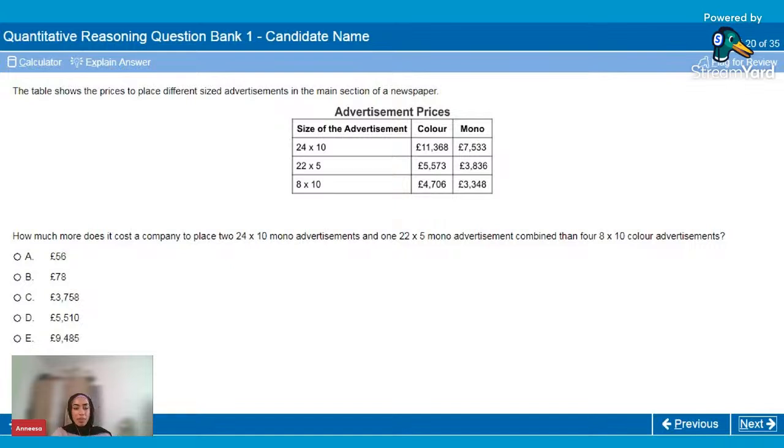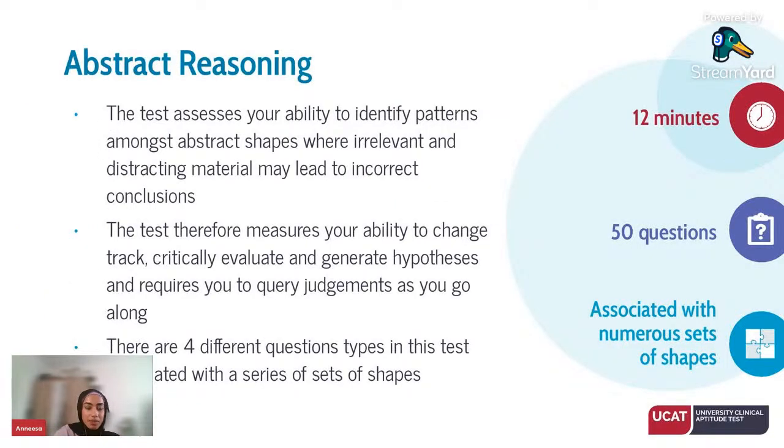When you're practicing, you may choose to use a scientific calculator or a physical calculator. However, towards your exam date, I would recommend you trying to use their UCAT official calculator just to get used to the layout, and just so that you don't have any surprises on the day when you're using the calculator.